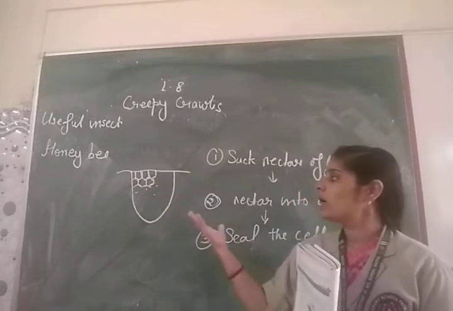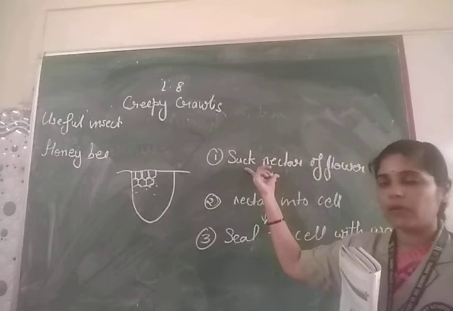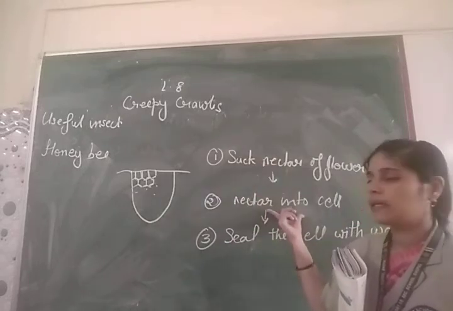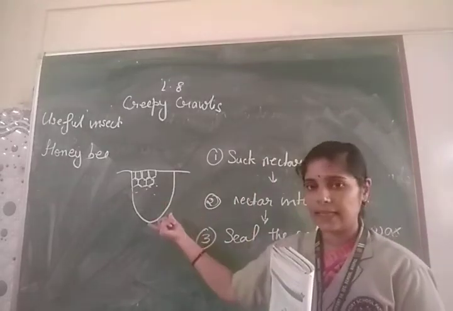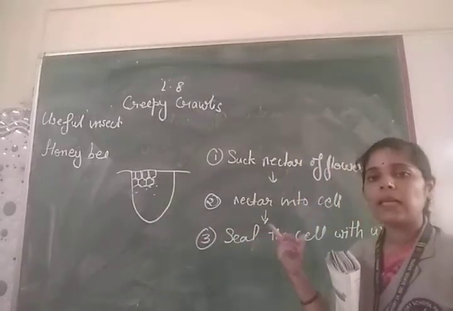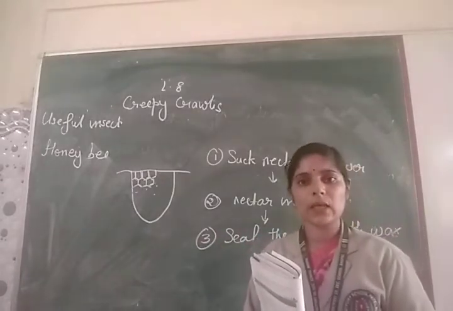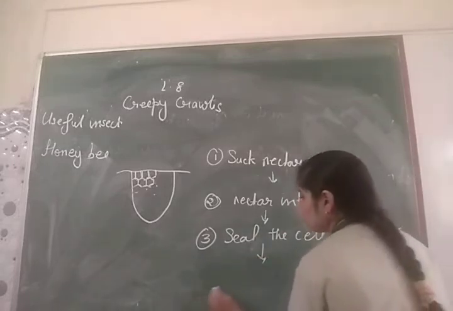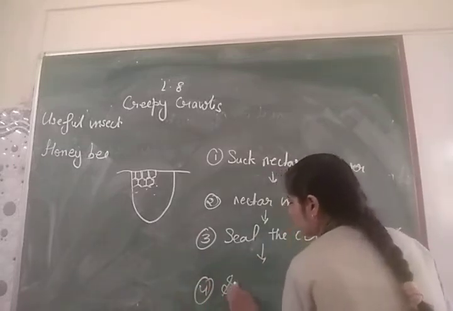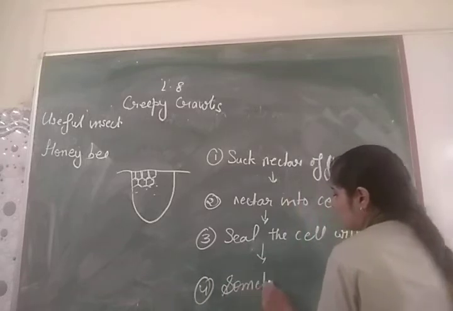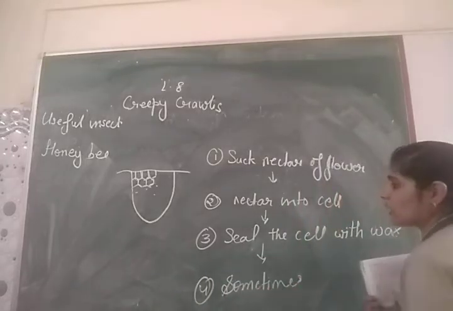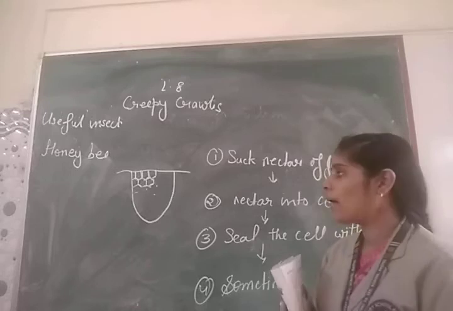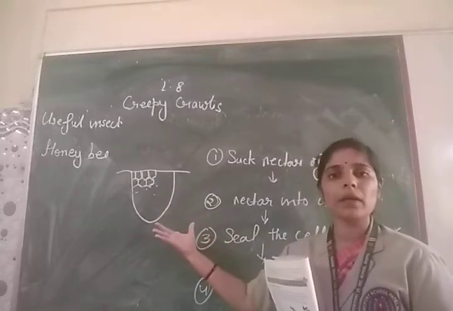So what is the honeybee doing? It is collecting the nectar from the flower. Then this nectar is poured into the cells. After that, they seal the cells with a waxy coating and leave it for some time. Sometimes they leave it as it is. So what will happen? The honey would be formed.